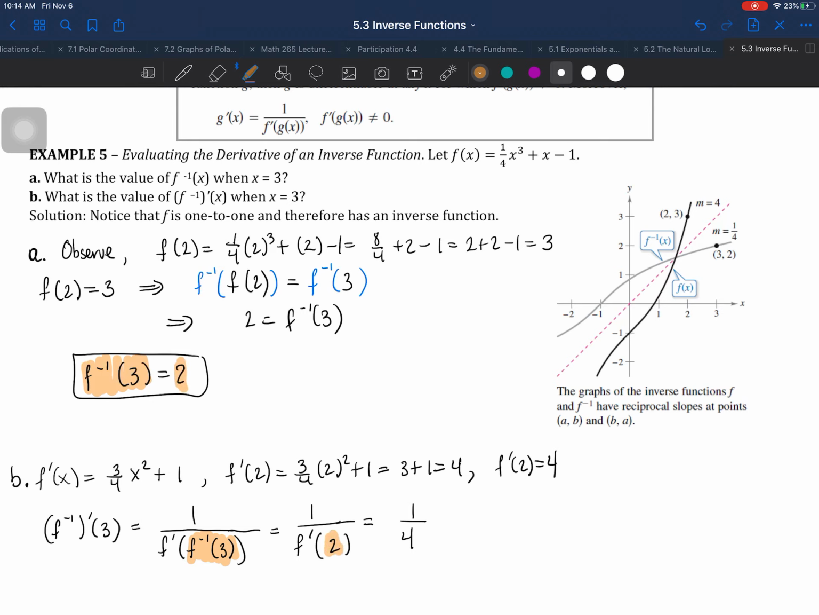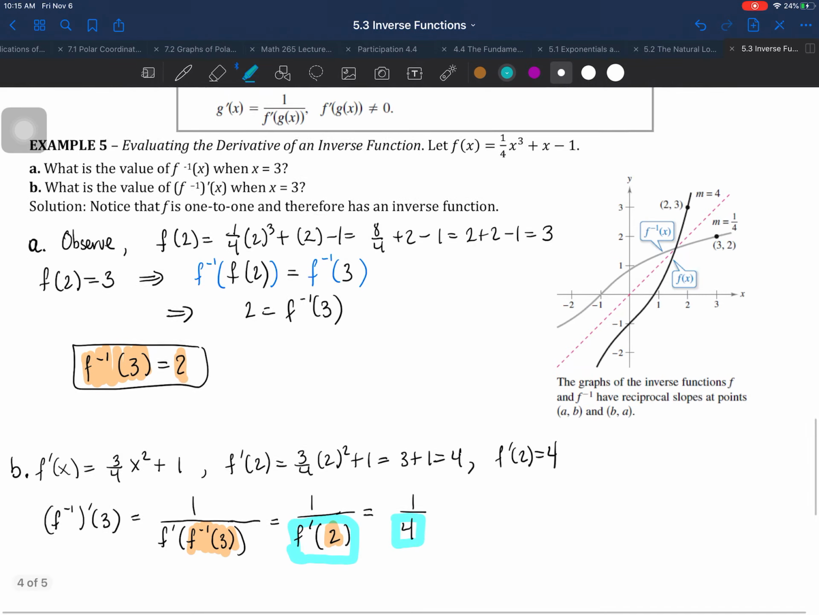Now we just have to figure out what f prime of 2 is. We did that above: we took the derivative of f, then evaluated f prime of 2, and that gave us 4. So this whole thing is equal to 4. So we get 1 over 4.